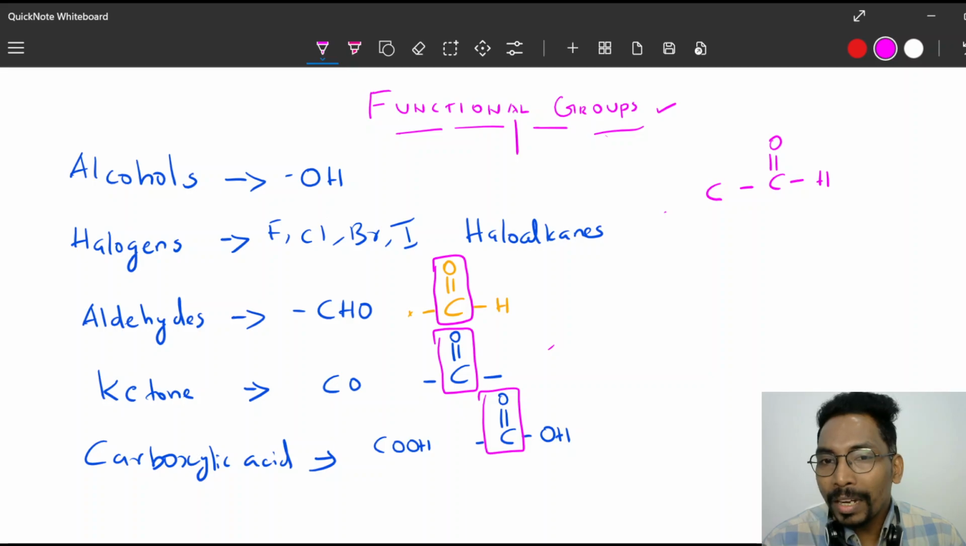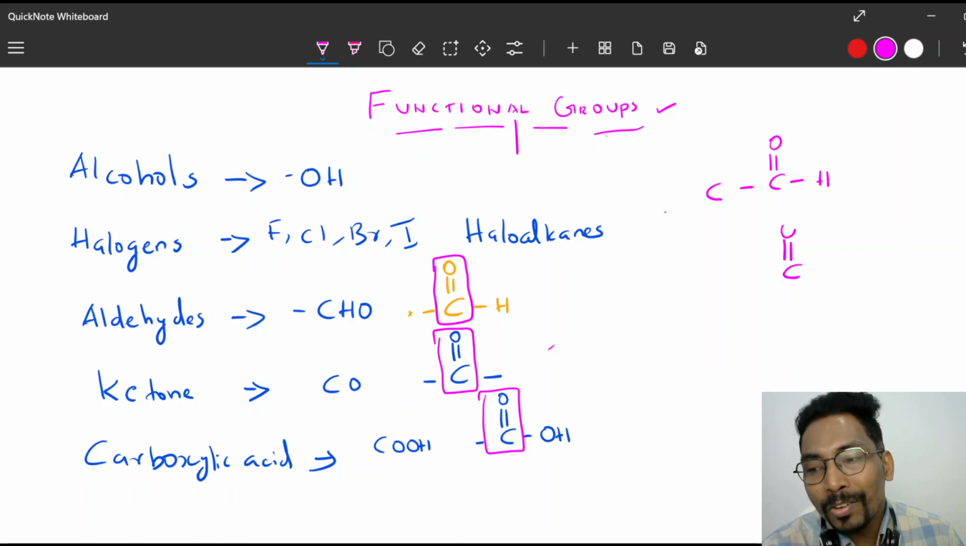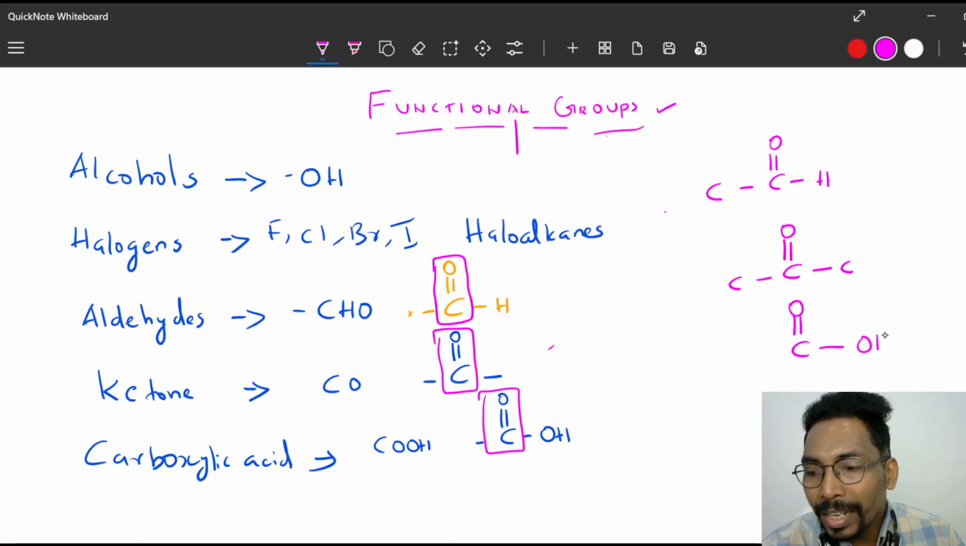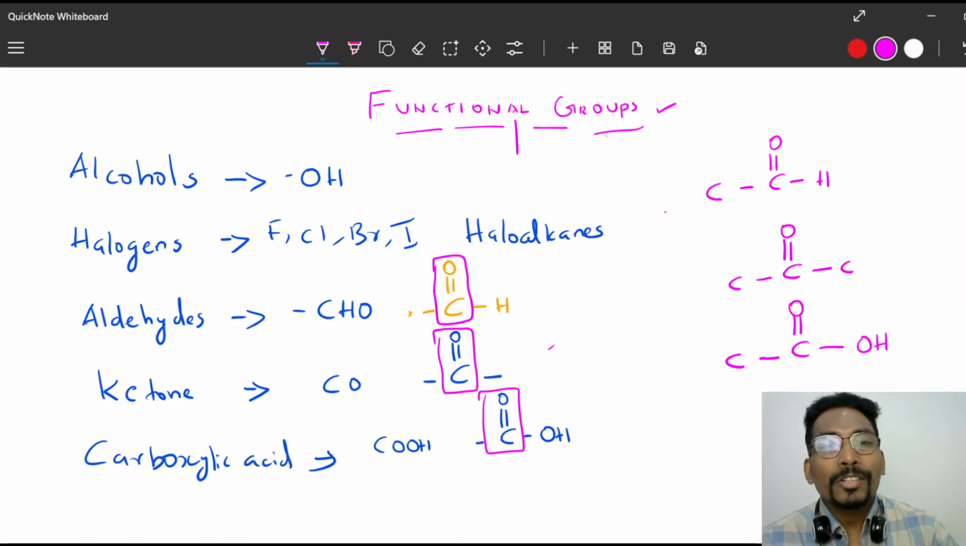I will give you examples, then you will get a clear idea. In the case of ketone, on either side of that C double bond O, carbon will be attached. And in the case of carboxylic acid, at one side of the C double bond O, an OH group will be there, and on the other side one carbon will be attached. So in this way you can differentiate.